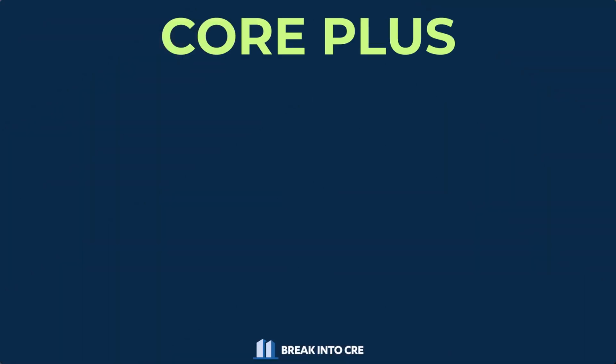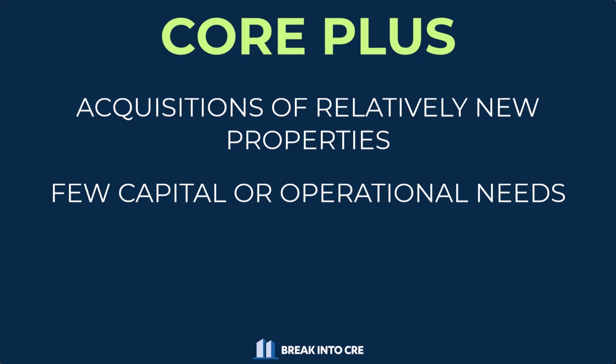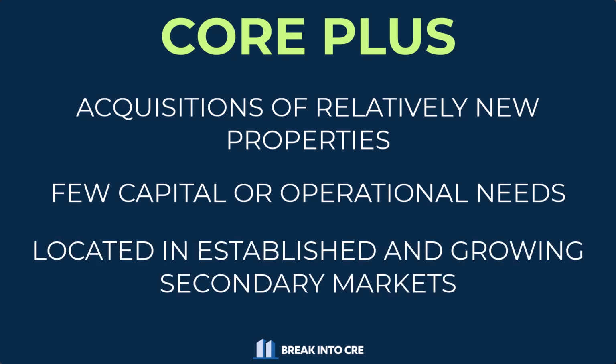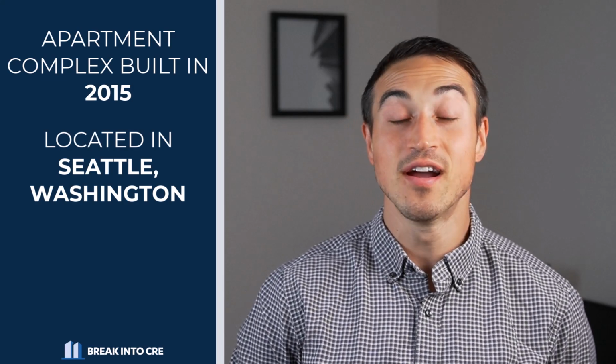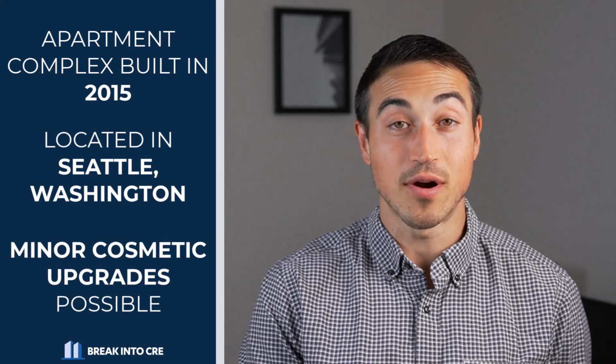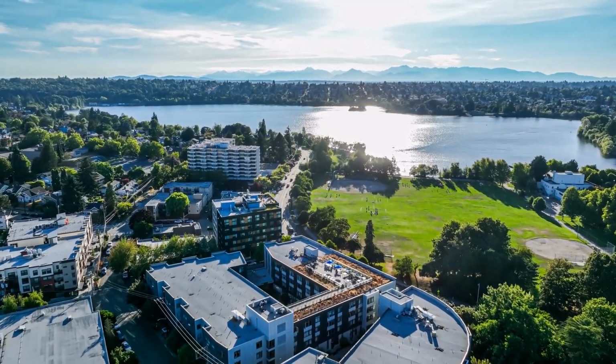Now from here, if investors are willing to take on a slightly higher level of risk in exchange for a slightly higher target IRR, this brings us up to the core plus bucket, which will usually include acquisitions of relatively new properties with only a small handful of capital needs or operational adjustments that are also usually located in established and growing secondary markets. An example of a core plus deal could be an apartment complex built in 2015 located in Seattle just outside of the city center with some cosmetic upgrades that could be made to the property that would allow an investor to moderately raise rents without much or any risk at all associated with the business plan.